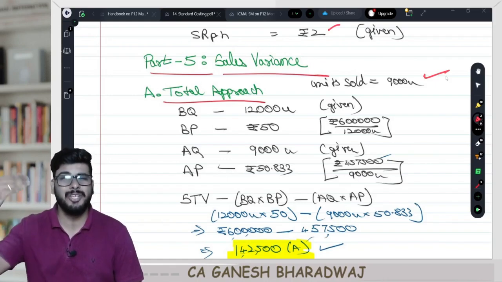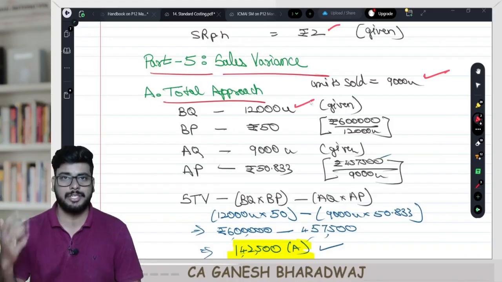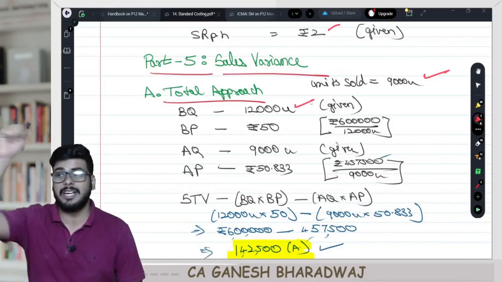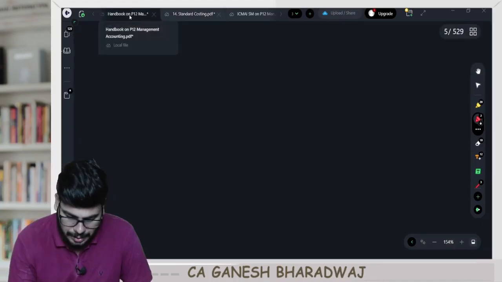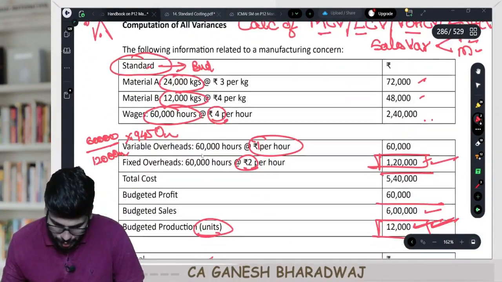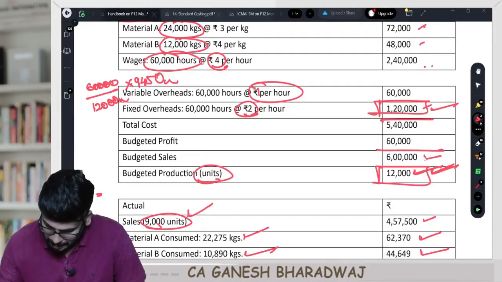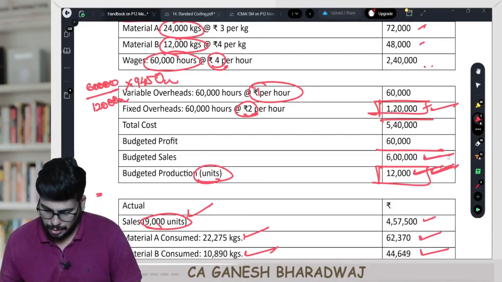Budgeted quantity, how many units I plan to sell? It's given in the question, 12,000 units. They gave it under the standard data, which I told you is actually the budgeted data. Yes. What was the budgeted price? Now look at this. In the budgeted data, what was the budgeted sales? 6 lakh rupees, right?